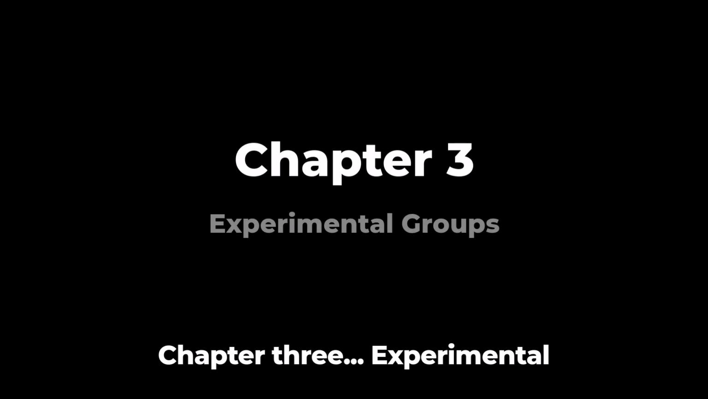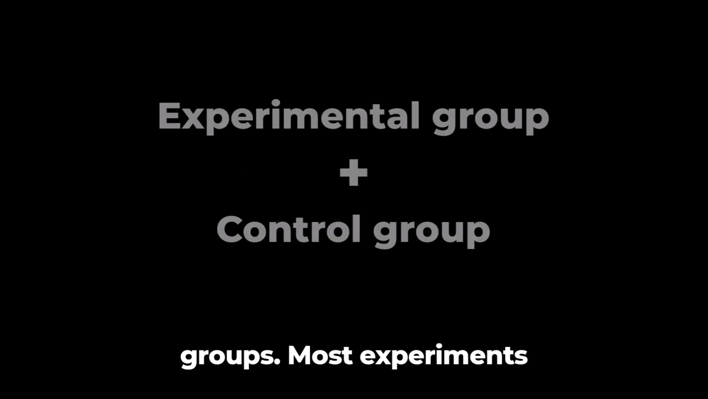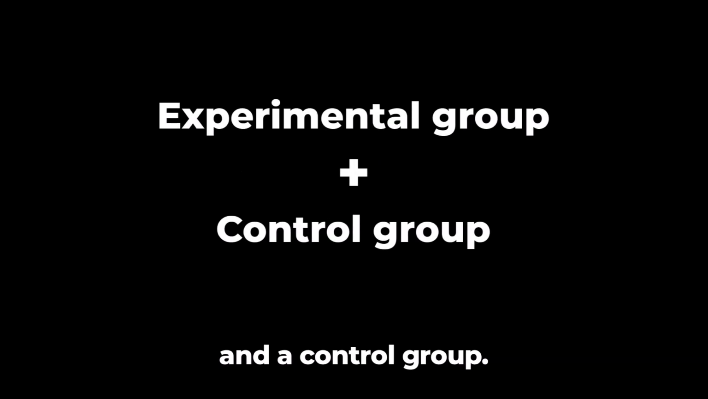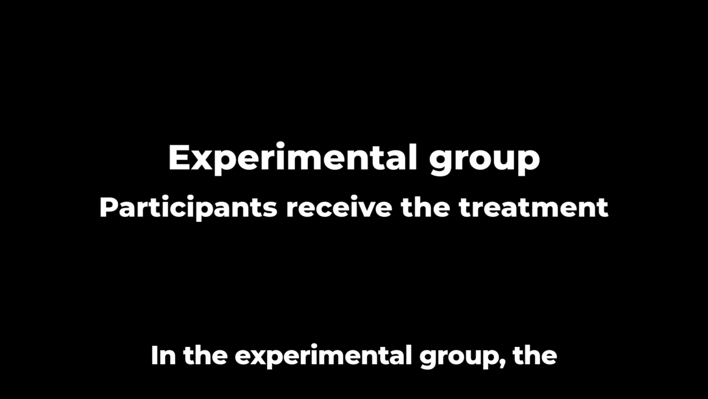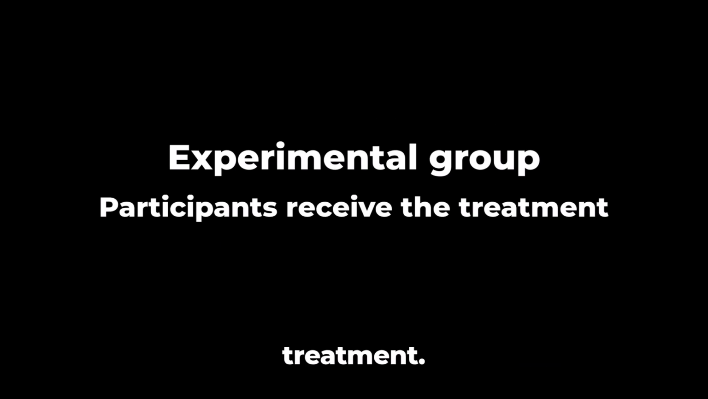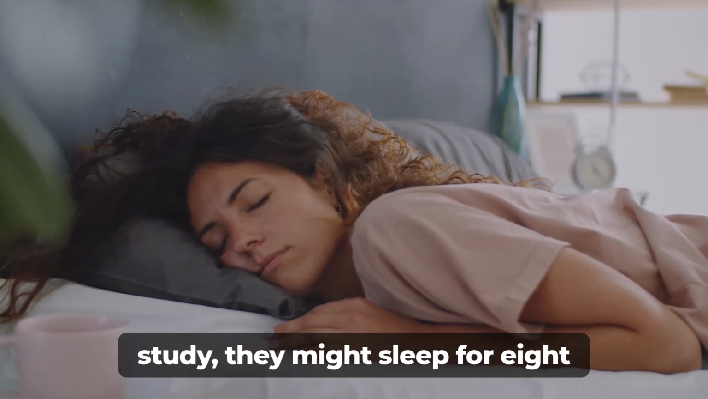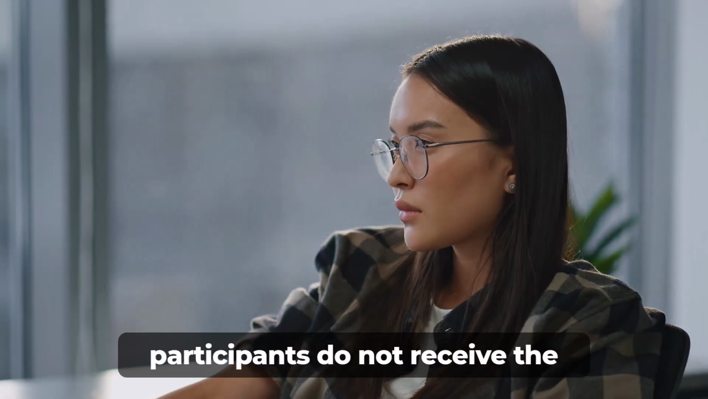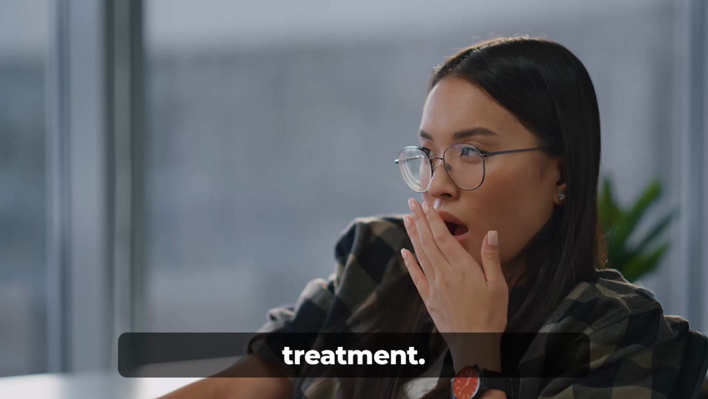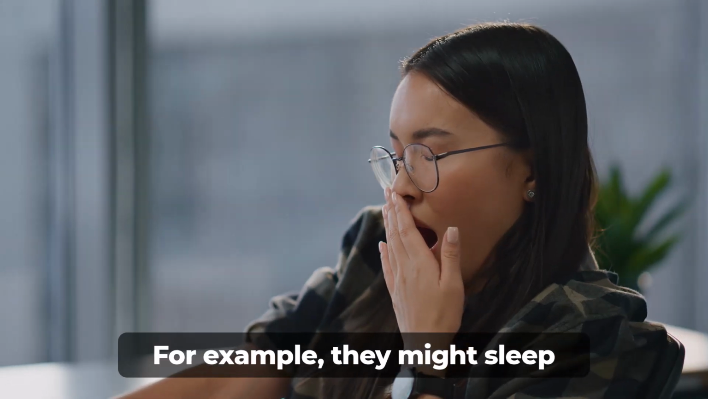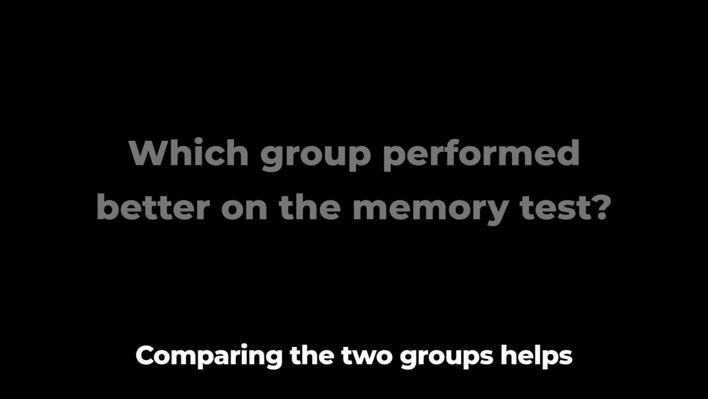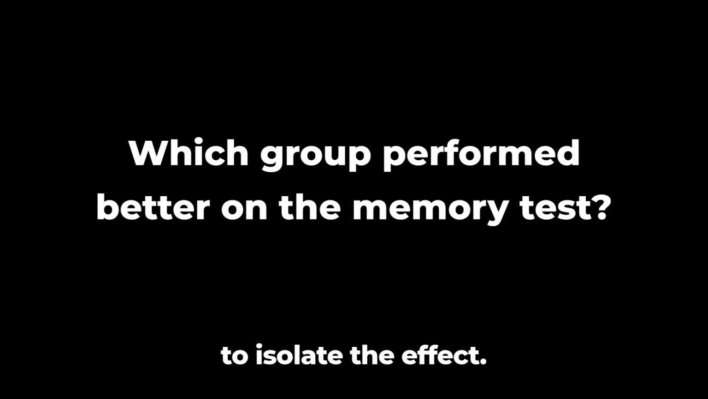Chapter 3. Experimental groups. Most experiments include an experimental group and a control group. In the experimental group, the participants receive the treatment. For example, in this hypothetical study, they might sleep for 8 hours. In the control group, the participants do not receive the treatment. For example, they might sleep for only 4 hours. Comparing the two groups helps to isolate the effect.